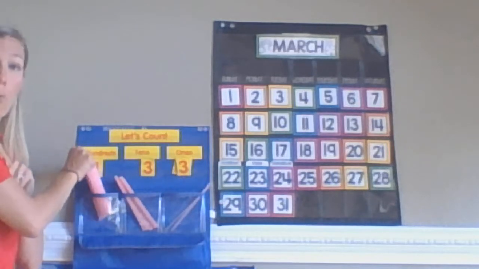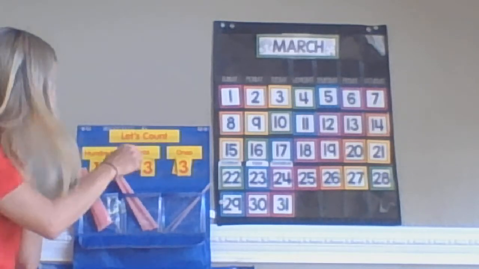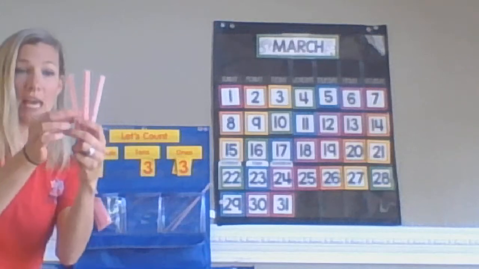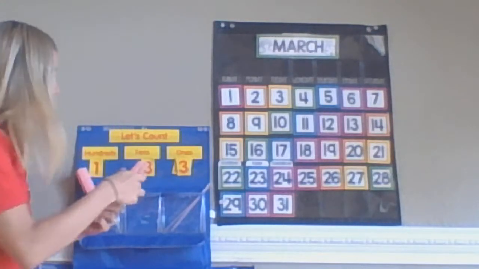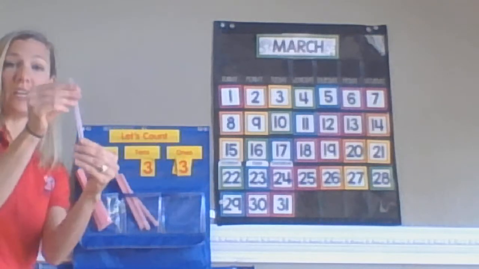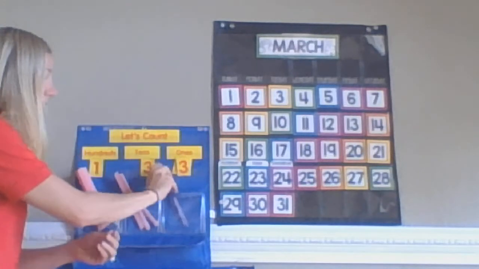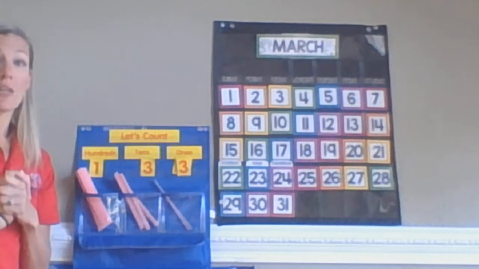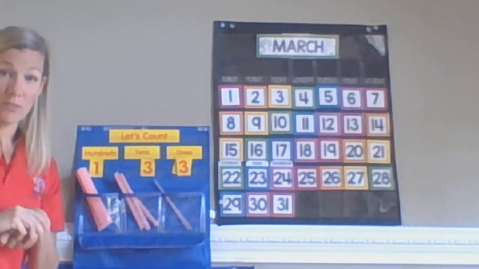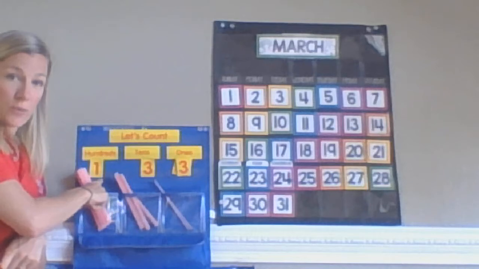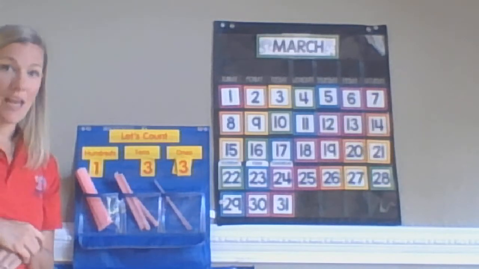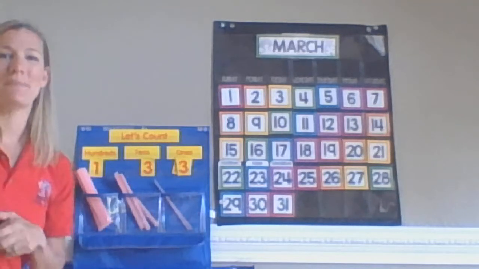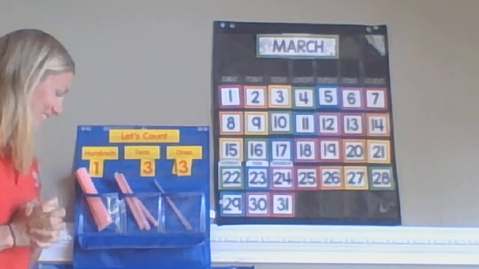Now I have one group of 100, 3 groups of 10, 10, 20, 30, and then I have 3 in the ones place. So let's see if we can read this number together. Today we have been in school for 133 days. And one of those days has been our virtual learning. All right, that's exciting.